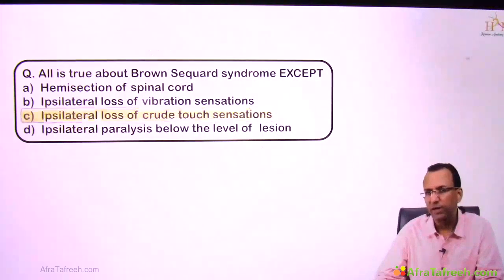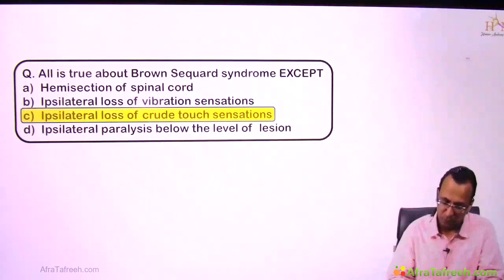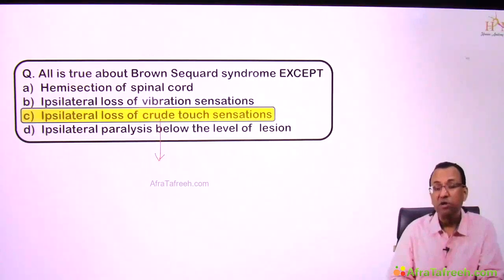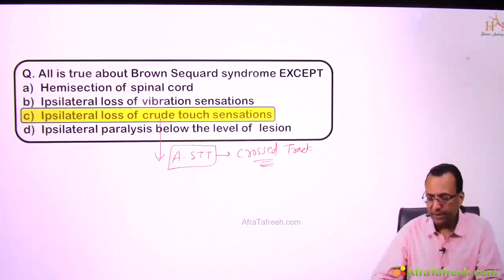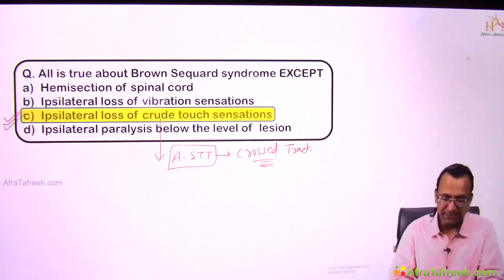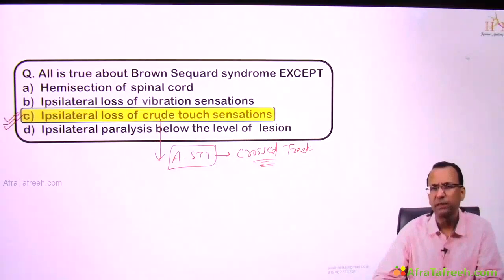Because it is contralateral loss of the crude touch. Why is it contralateral? Because it is carried by anterior spinothalamic tract, and the anterior spinothalamic tract is a cross tract, or it is running contralateral. That is the point here. So you're telling that the answer is choice number C. Yes, because most of the problems are ipsilateral, but some are contralateral.